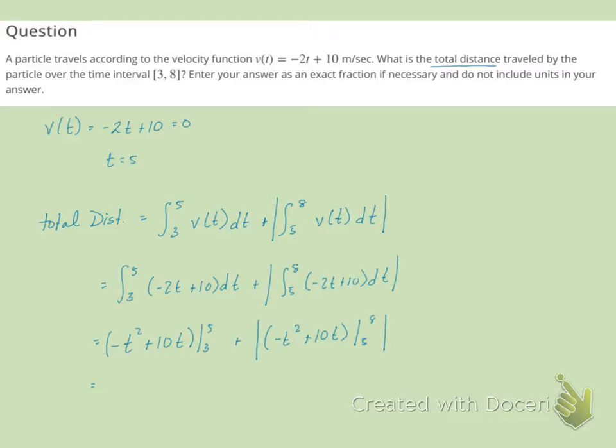So substituting in 5 here, we get negative 25 plus 50 minus, putting in the 3, we get a negative 9 plus 30. So that's our first one. And then our second one, we're going to have a negative 64 plus 80 minus the negative 25 plus 50. And so that's our second one, but again, we want to make sure we take the absolute value of that. And so here we'll get 4 plus the absolute value of negative 9, which will give us a total distance of 13.